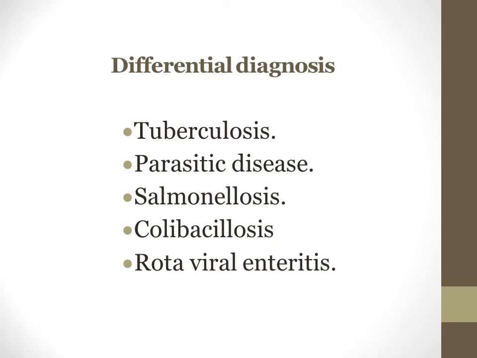Differential diagnosis: emaciation and diarrhea are also observed in many infectious and non-infectious diseases. Some of the diseases are mentioned here: tuberculosis, excessive parasitic infection, salmonellosis, colibacillosis, and rotaviral enteritis are some of the diseases that need to be differentiated from the emaciation and diarrhea caused by this disease.